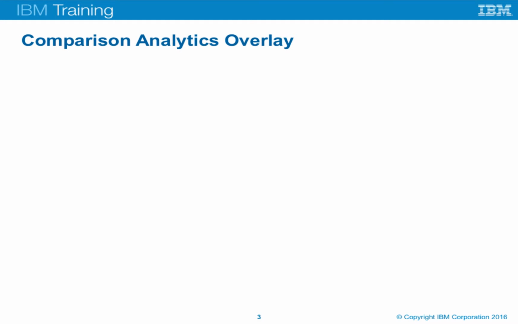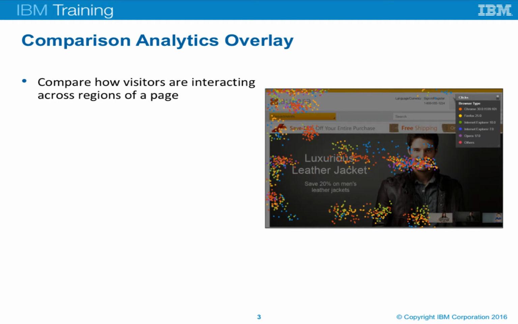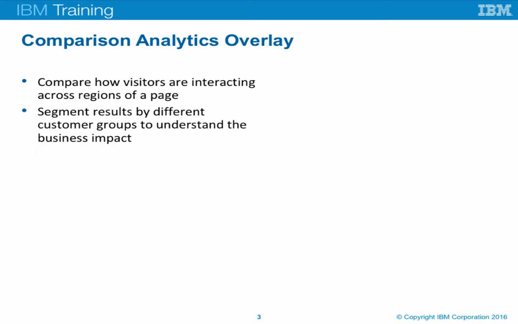Using the Comparison Analytics Overlay, you can compare how visitors are interacting across regions of a page or screen of your website. Maybe click behavior changes for Safari versus Internet Explorer users. In addition, you can segment report results by different user groups.